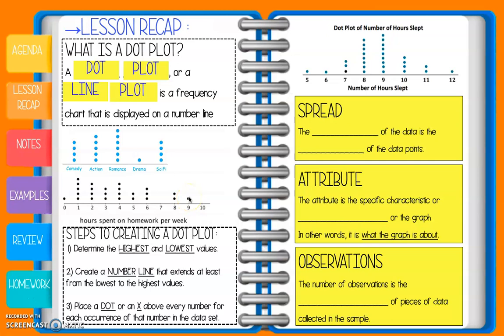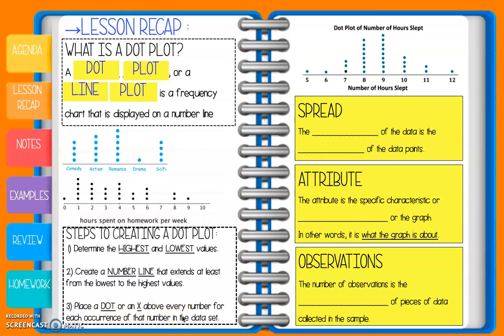So to make a dot plot, the first thing you need to do is determine your highest and your lowest values. Okay, so you need to find your range. You need to figure out what's my highest, what's my lowest. Then you're going to make a number line that extends to those numbers, so it extends from your lowest to your highest. Then you're going to place a dot or an X above that number every time that it occurs.